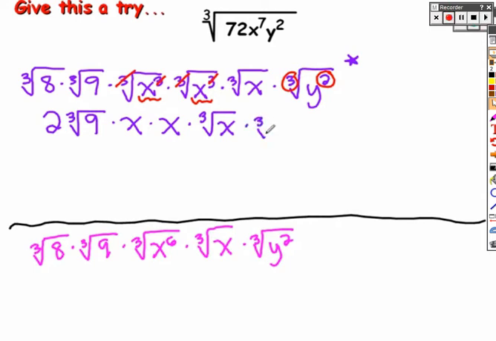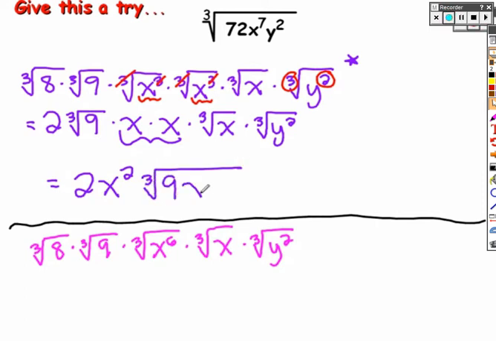So you can just leave that as the cubed root of y squared. And then your final answer should be 2, this would be x squared out front. And then under the radical, you have the 9, you have the x, and you have a y squared.